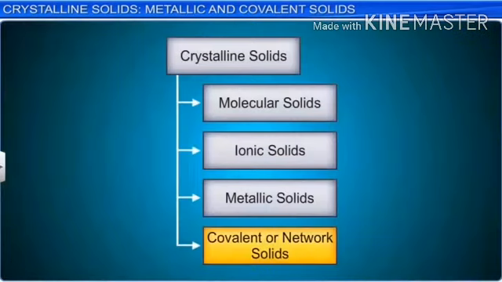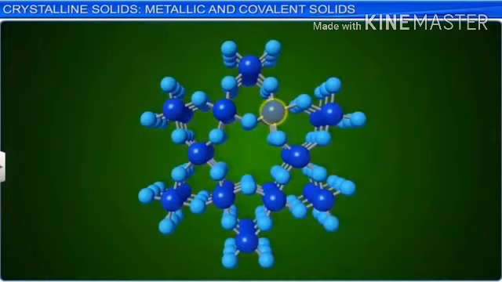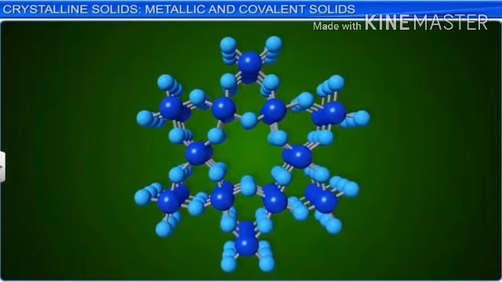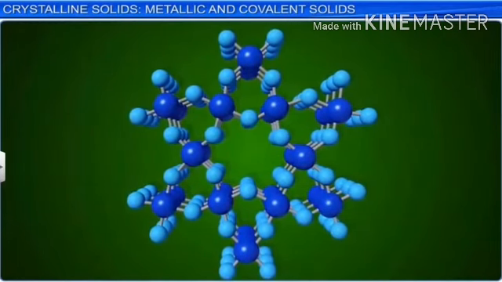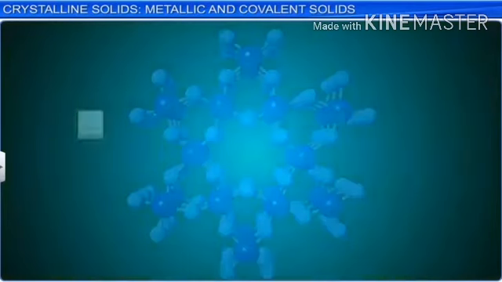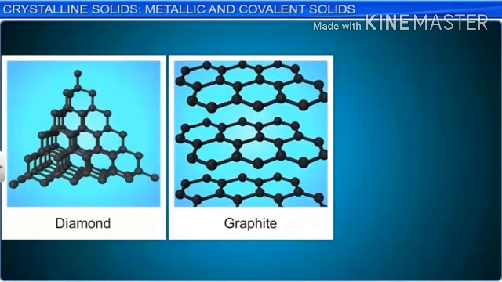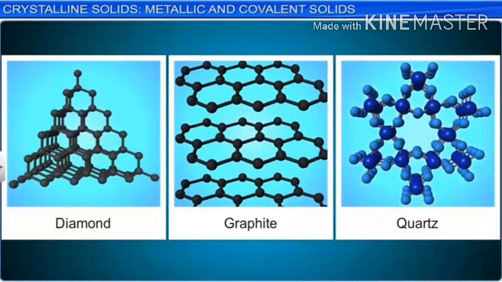The next type of crystalline solid is the covalent or network solids. The main constituent particle of the covalent solid is the atoms themselves. These atoms are bonded together by covalent bonding, and this covalent bonding will be present throughout the crystal. Covalent solids are also known as giant molecules. The common examples of the covalent solids are diamond, graphite, and even quartz.